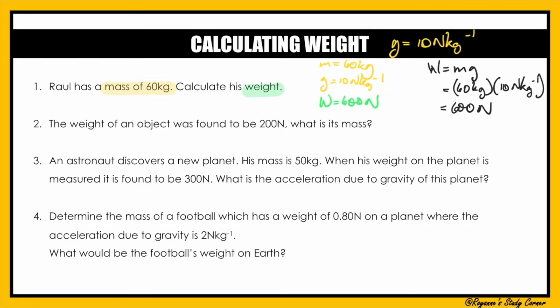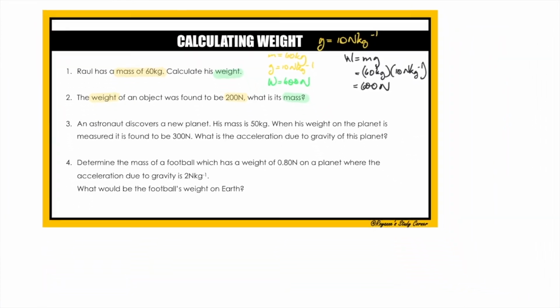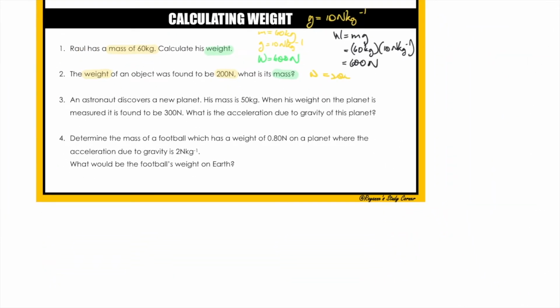Now, let's try a question where we have to rearrange a bit. It says, the weight of an object was found to be 200 newtons. What is its mass? So let's see what information we're getting from this now. The weight is 200 newtons. Now we know what g is, and they want us to calculate its mass. So let's write down what information we have. All that we have so far is weight is equal to 200 newtons and g is equal to 10 newtons per kilogram. So I can write my formula. Weight is equal to m by g. Mass, we don't know. That's what we're trying to find. But weight is 200 newtons. And then we have m for mass and g is 10.